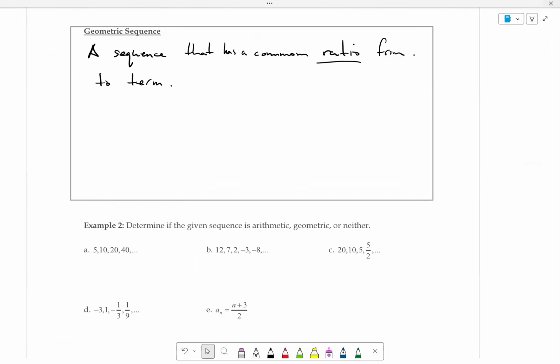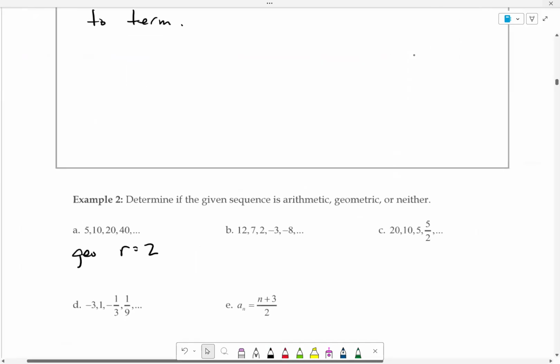Okay, A, what kind of a sequence is that? It is geometric, of course. So this is geometric. Do you see what the common ratio is? I thought R is 2. Do you see how that makes perfect sense? If this would have been 5, 15, 45, then the common ratio would be 3. We'll talk about where that comes from.